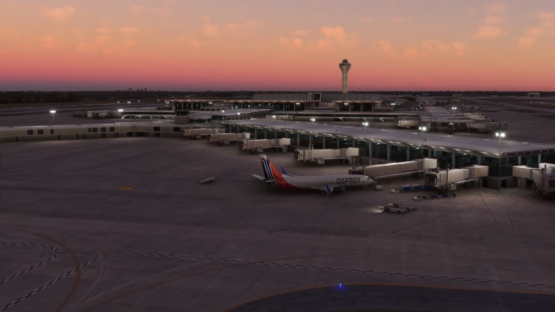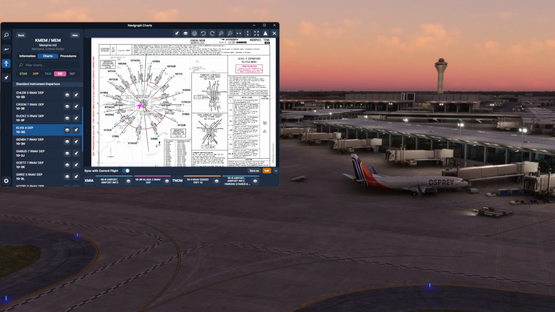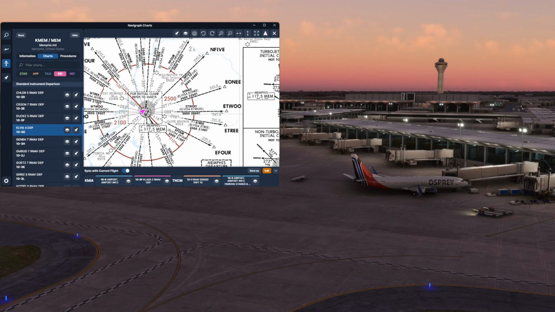We're currently at Memphis in Microsoft Flight Simulator. We're parked up on stand and we're thinking about flying a departure, and a lot of flights in and around the States, especially those larger airports, can be quite complex. So how do you simplify them, especially if you're flying on Unicom? What do you need to do for something like the Vancouver departure, or here at Memphis, the Elvis 4 departure? It's quite complicated, or looks complicated to begin with.